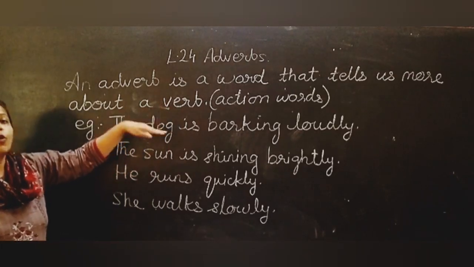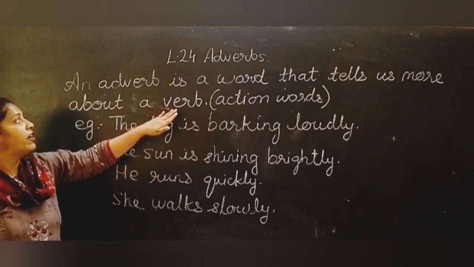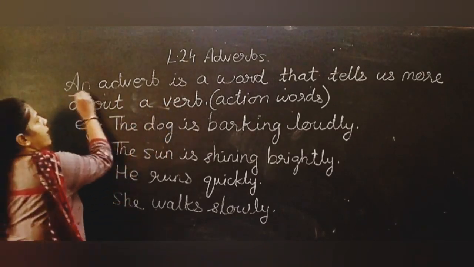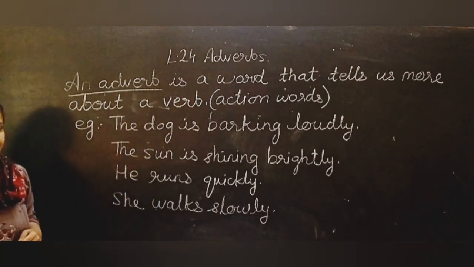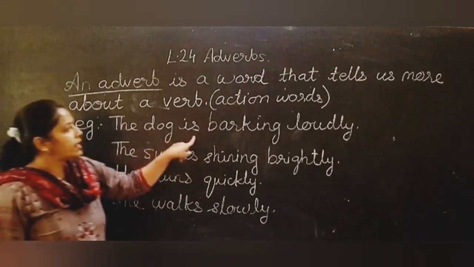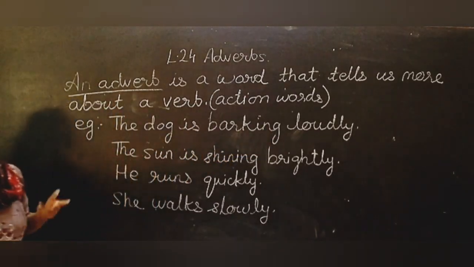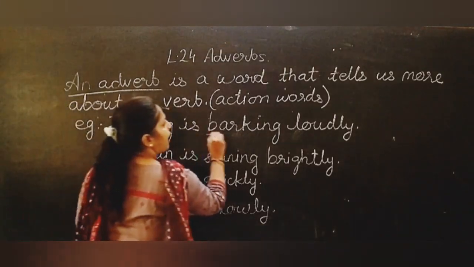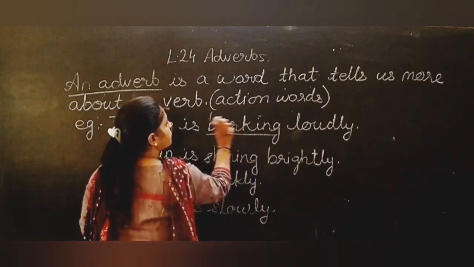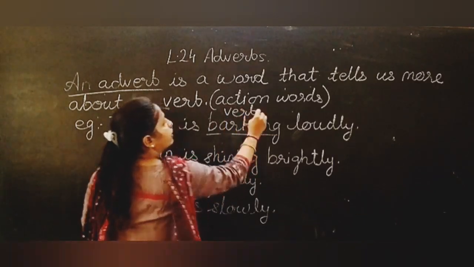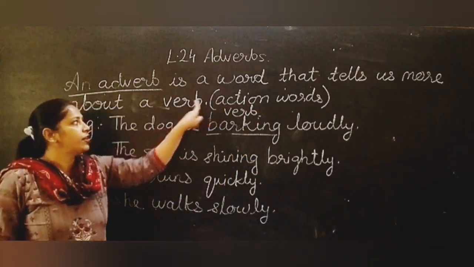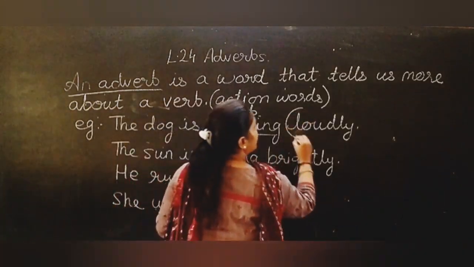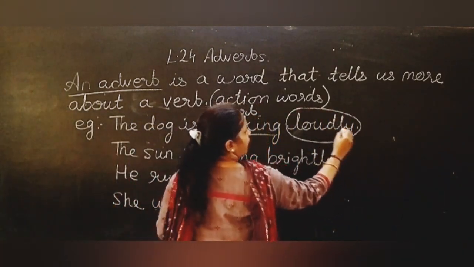And when we add more meaning to the verb, a word which tells us more about the verb is called an adverb. Let us see in the example. The dog is barking loudly. How is the dog barking, children? Here the action is barking. Verb. So how is the action or the verb done? Loudly. So loudly is our adverb.